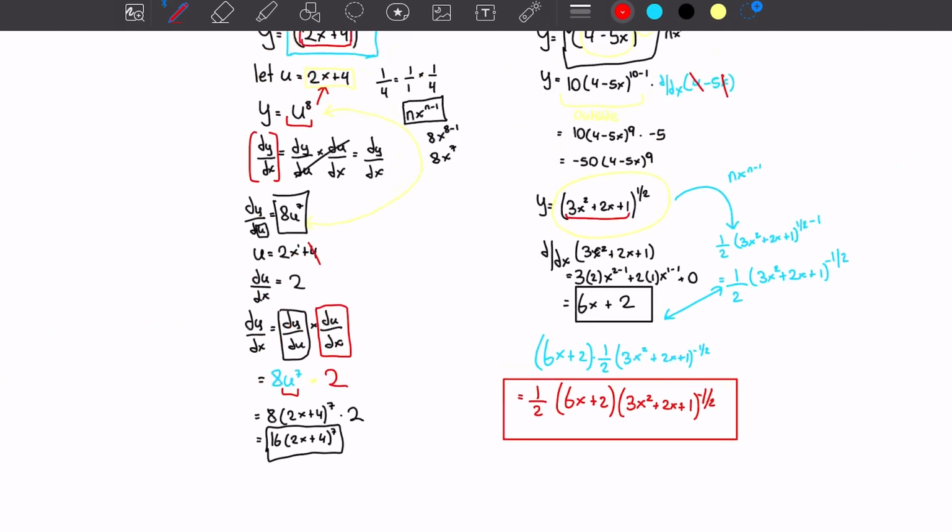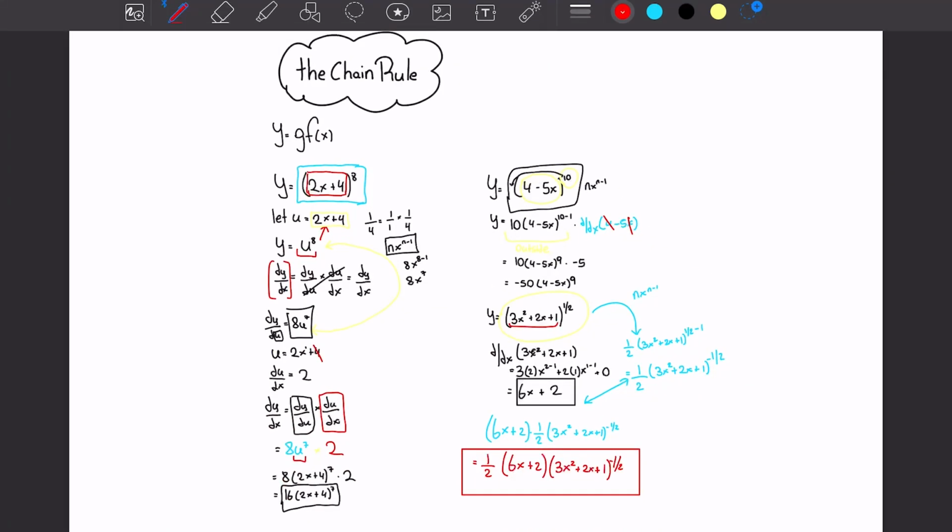So yeah, that's the video on the chain rule. I believe that's all that you need to know for the chain rule, especially at the CAPE level.